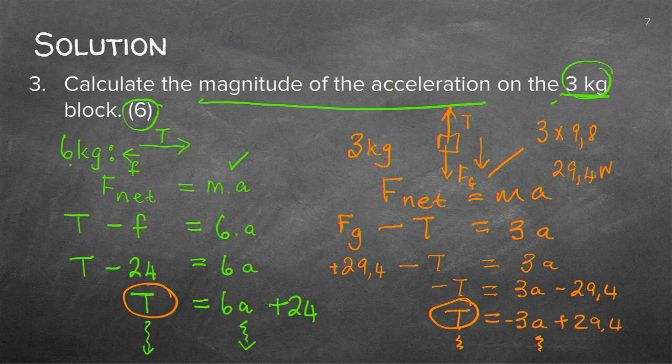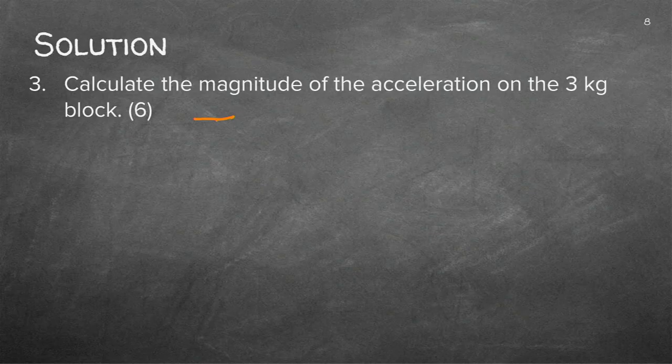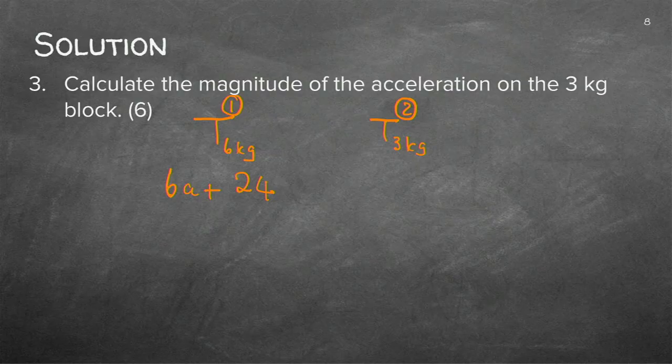Let's write the two equations next to each other. So I've got the T of the 6 kilogram and I've got the T of the 3 kilogram equations. That was equation 2. This was equation 1. What did I have here? I had 6A plus 24 equal T. Remember, here I had 29.4 minus 3A. And now it's math. It's not physics really, it's math.